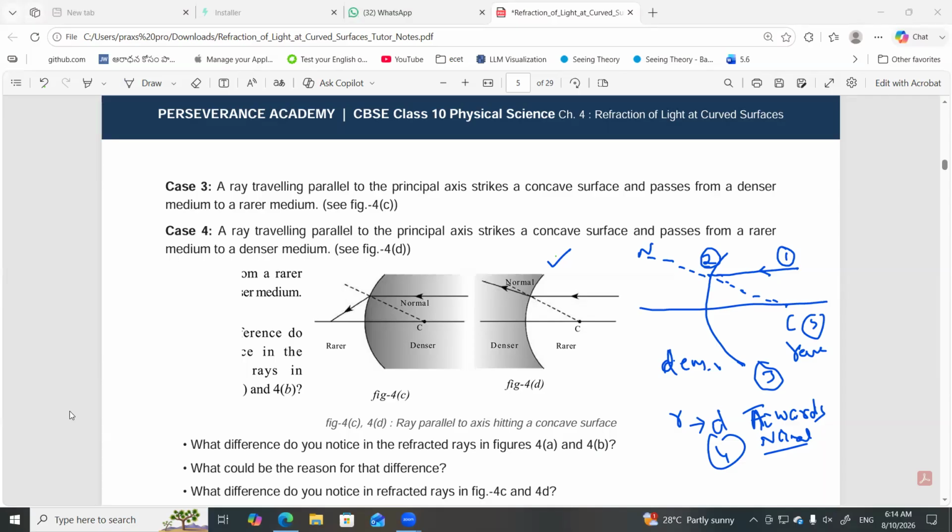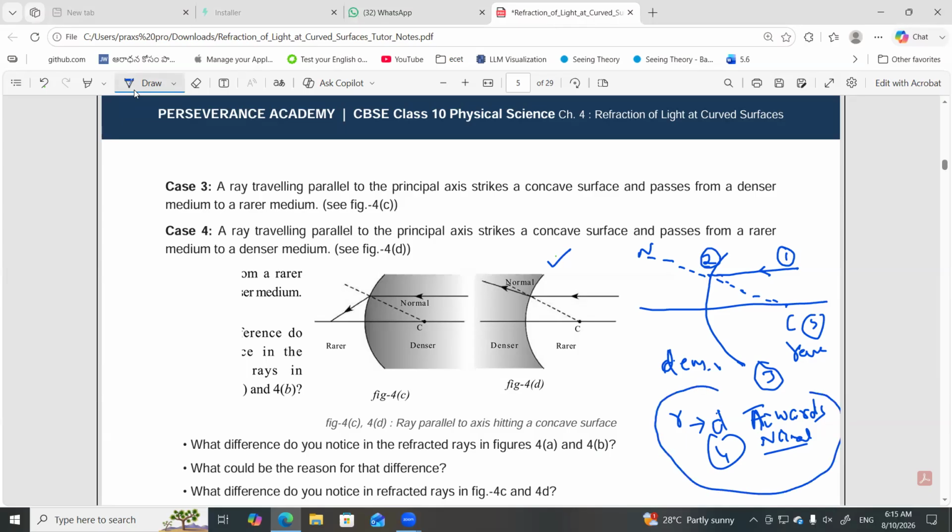Here you see that when a light ray enters from denser to rarer, it goes away from the normal. But is the light ray entering from denser to rarer or rarer to denser? Rarer to denser. Then what should happen? It should bend towards the normal.